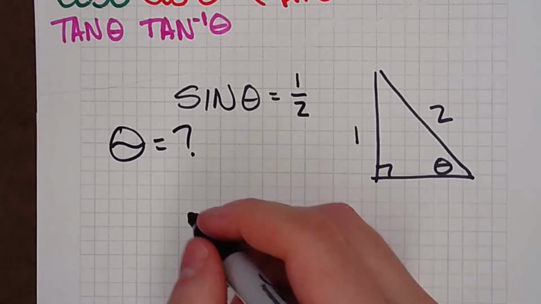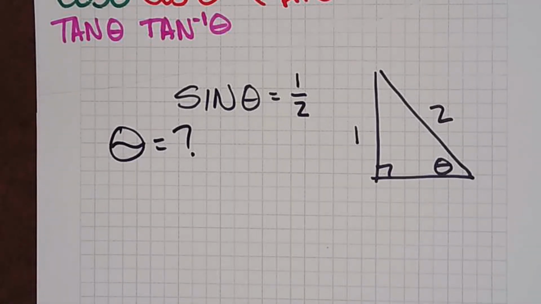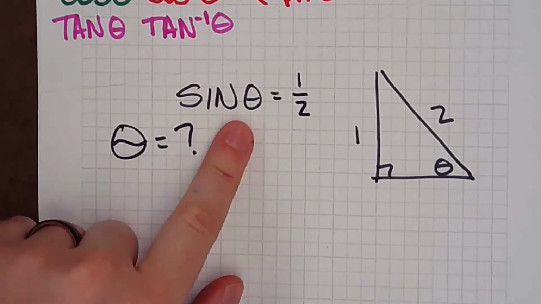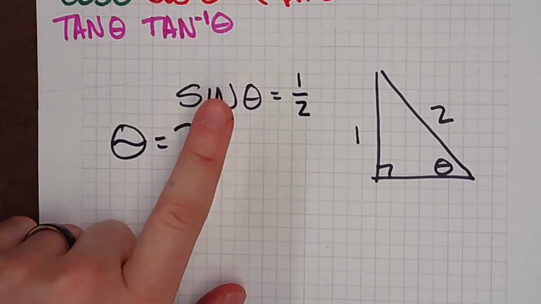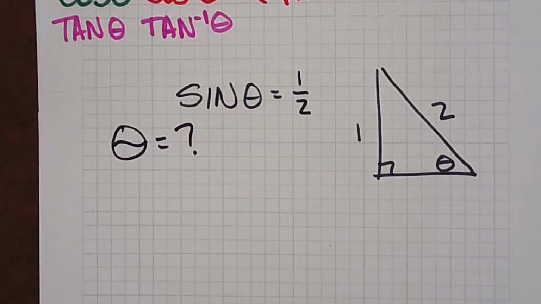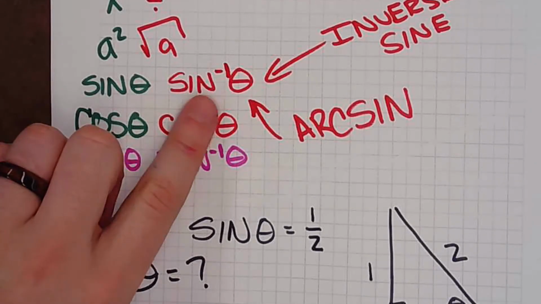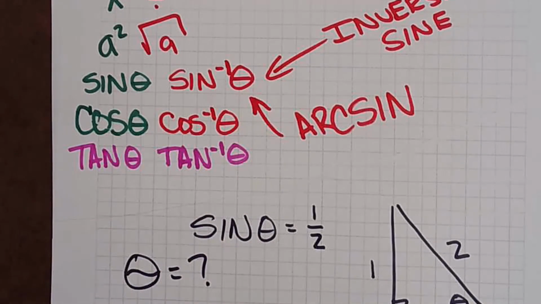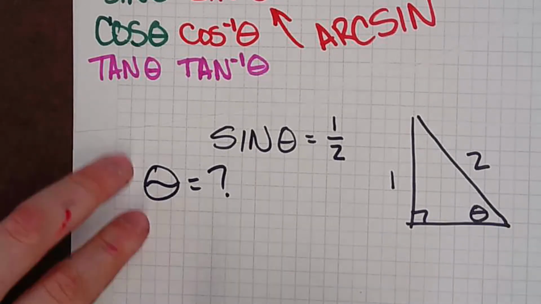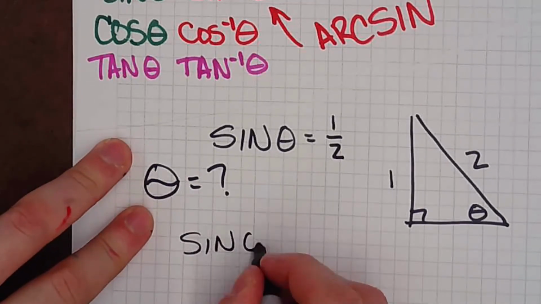Well, if that was x, we'd know what to do with it, right? We've got to get everything away from x and get x on its own. But it has sine next to it, so we have to undo sine. And you guys know how to undo sine. We do arc sine, right? Or inverse sine. So here's how you do it. Here's your original problem.